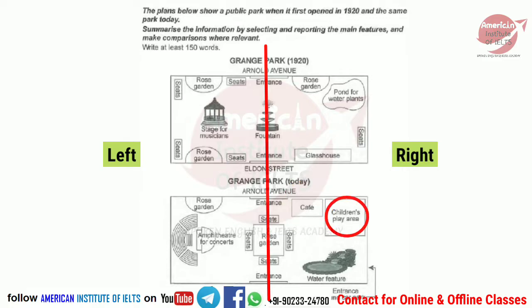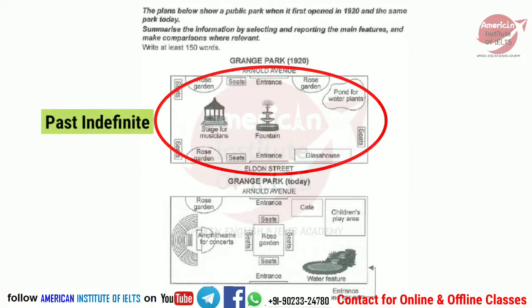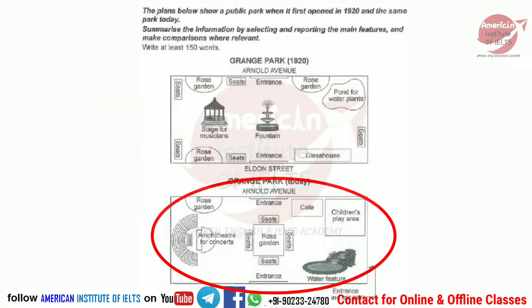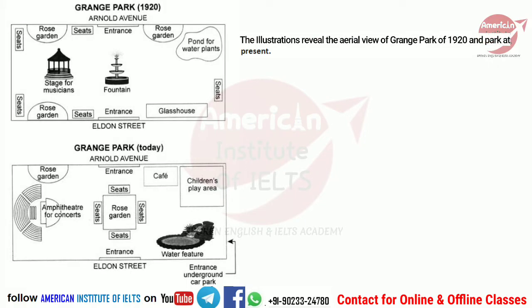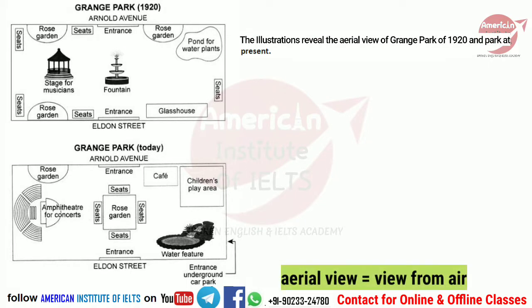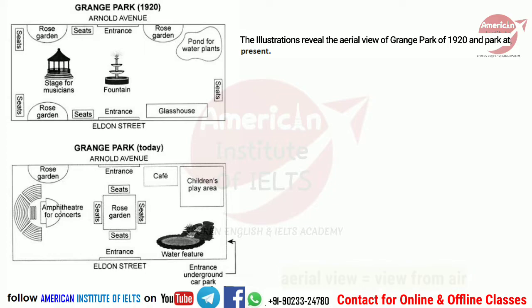Now, we are to use the past simple while explaining the park of 1920, and then for the present day we will use the present simple. Let us first of all introduce the task. The illustrations reveal the aerial view of Grange Park of 1920 and the park at present.